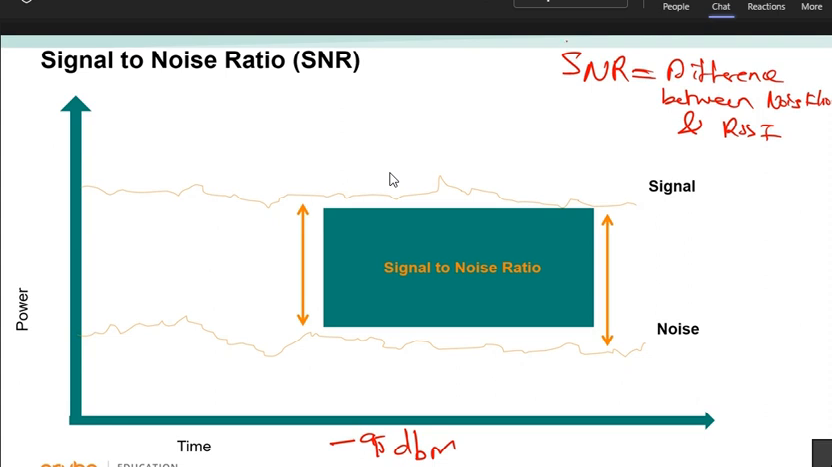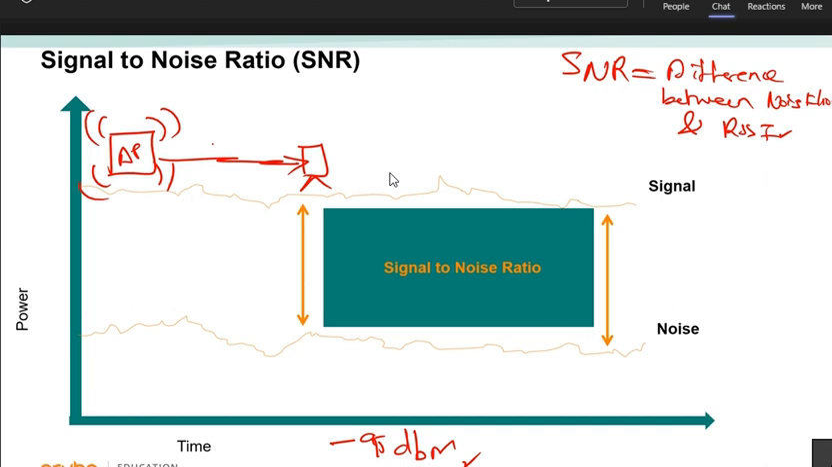Now what is SNR? Like I told you, it is used to evaluate the quality of signal. How do we do that? By using this formula: the difference between the noise floor and the RSSI. Now we have the noise floor value; we need to get the RSSI value. We'll try to get that. Let's take an example. Let me have an access point, and this is your client. It's connected at a certain distance, 2x, and at 2x, it is getting the RSSI value of minus 75.